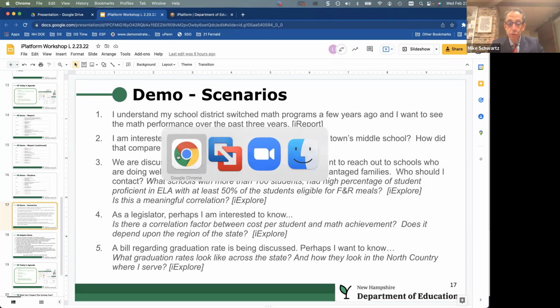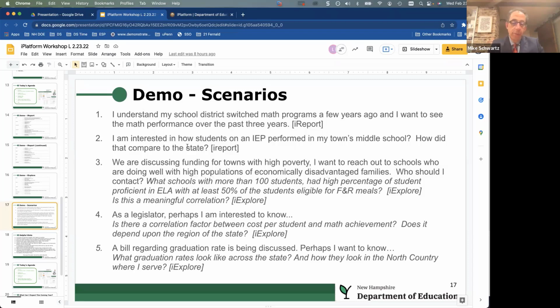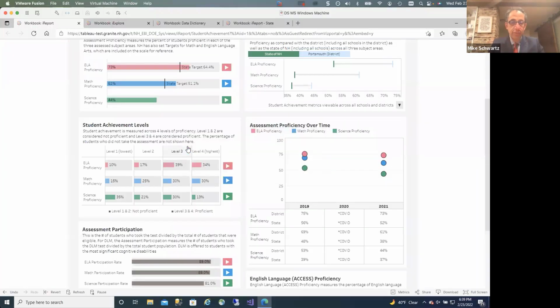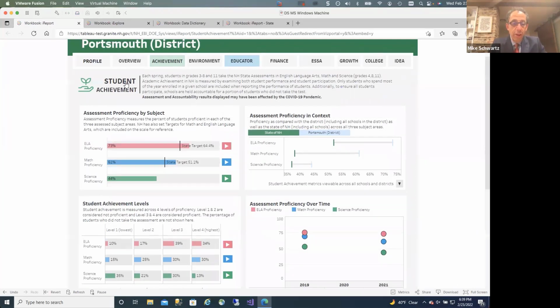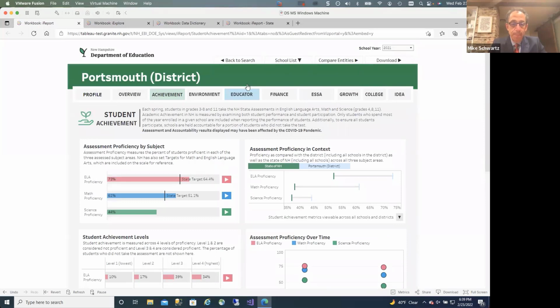Again, we're talking about a school. We want to compare it to the state. So there's a couple of ways to do this. I think the easiest way to do this, so I'm going to show you just to give you a way that you can look at state data. As I mentioned before, again, we'll just stick with Portsmouth.